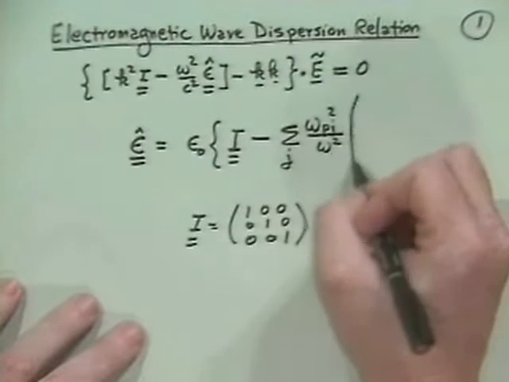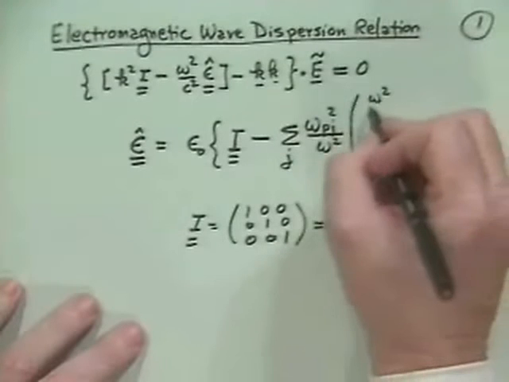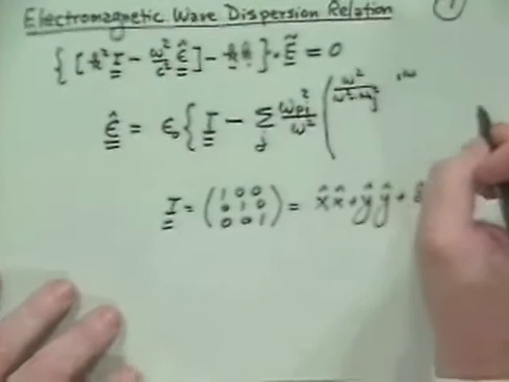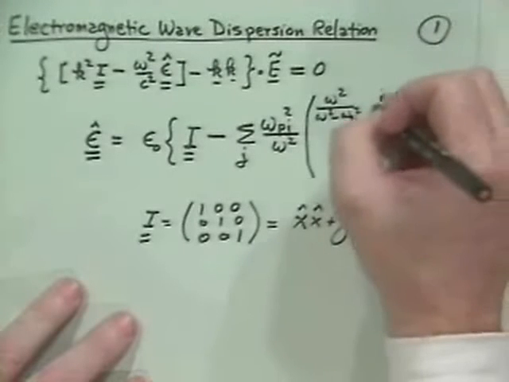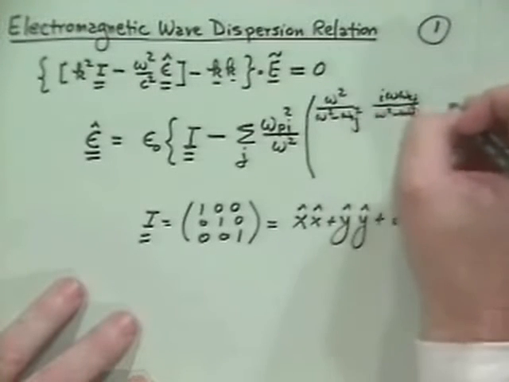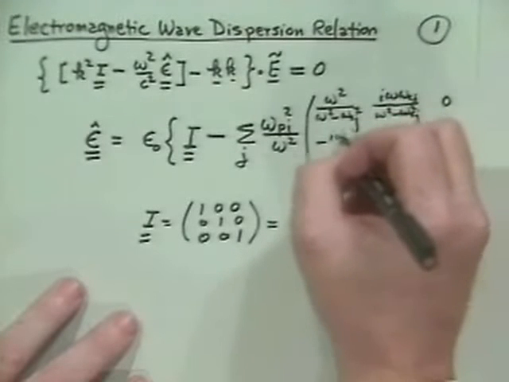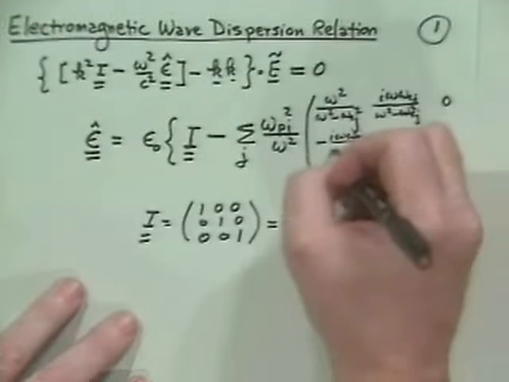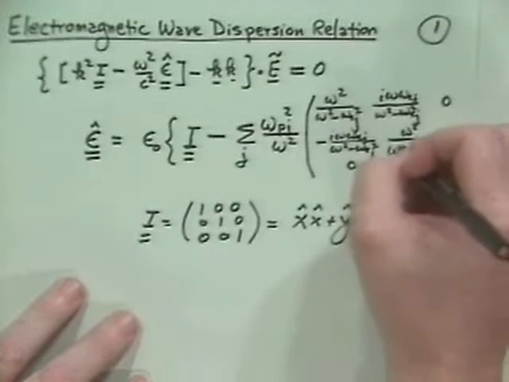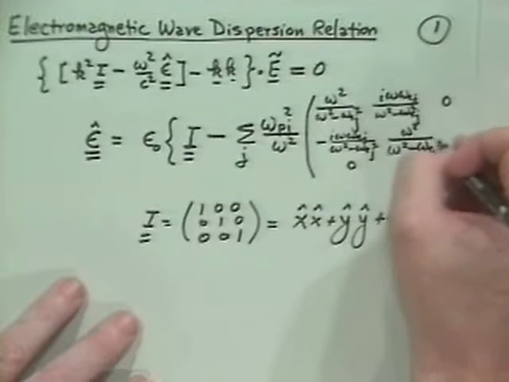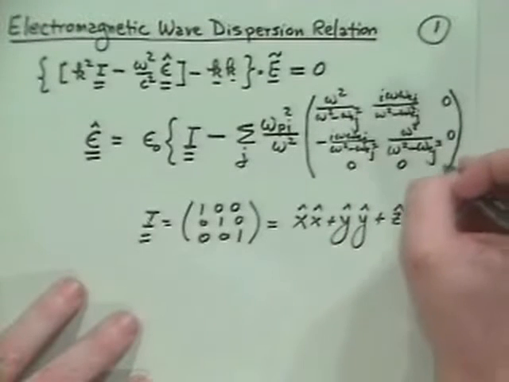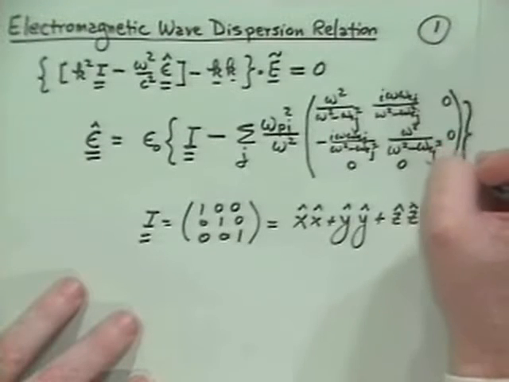And then there was a big matrix here, which was omega squared over omega squared minus omega c j squared, and then i omega omega sub c over omega squared minus omega c j squared, and zero, and then minus i omega omega sub c j divided by omega squared minus omega c j squared, zero, and then omega squared over omega squared minus omega c j squared. This is just repeating, so hopefully we've got it down before. And zero, zero, and then just a one down there. And then I need to close all the parentheses.